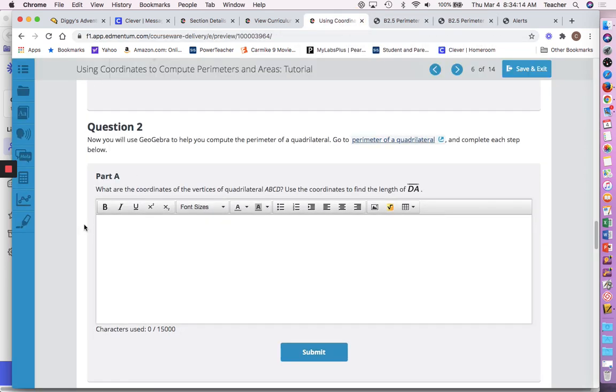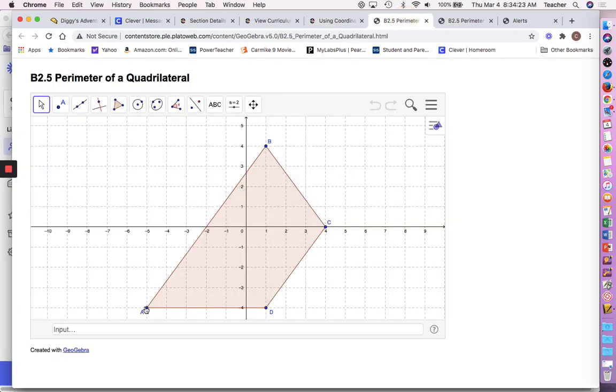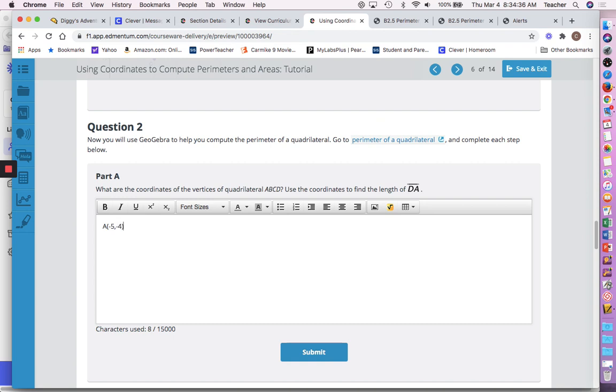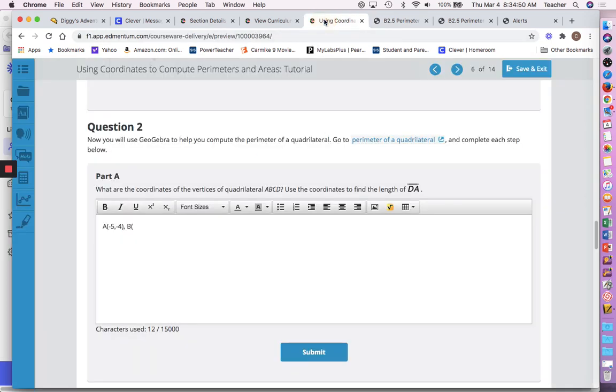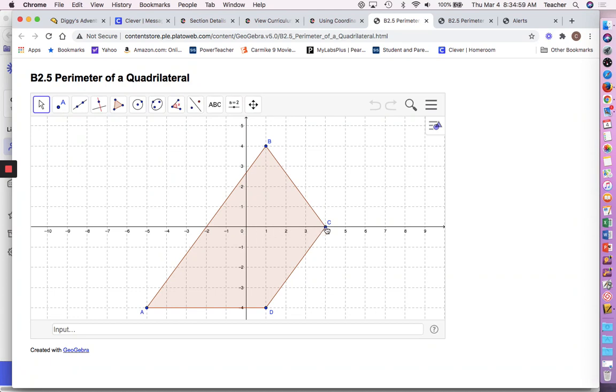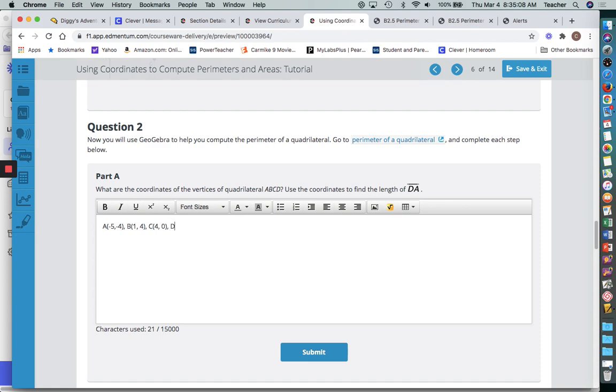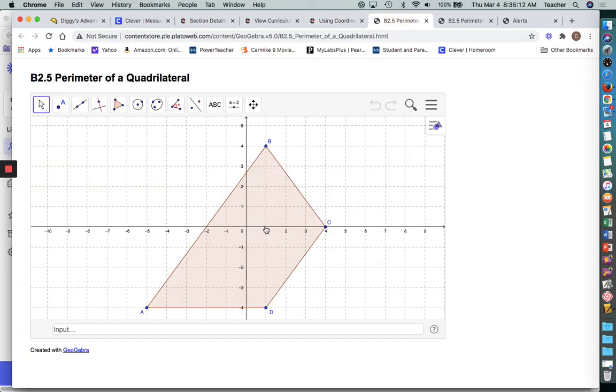What are the coordinates of the vertices of the quadrilateral ABCD? Use the coordinates to find the length of DA. From the origin, for A you're going to go left 5, down 4. So A is -5, -4. B is up here. From the origin, right 1, up 4. So B is 1, 4. C, right there. Right 4 and up nothing, down nothing, which means C is 4, 0. D, right 1, down 4. That's going to be D at 1, -4.